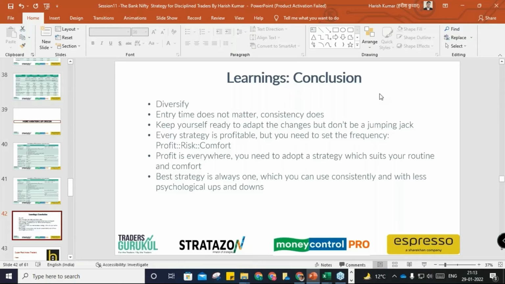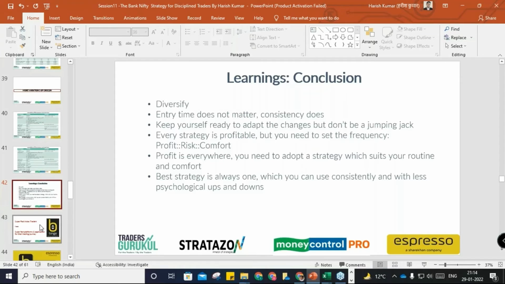Don't do that. Every strategy is profitable, but you need to set the frequency right. So the frequency within profit, risk, and comfort. Profit is everywhere. You need to adopt a strategy which suits your routine and comfort. And the best strategy is always one which you can use consistently and with fewer psychological ups and downs, as I told you. Right. So with this, my presentation is over.